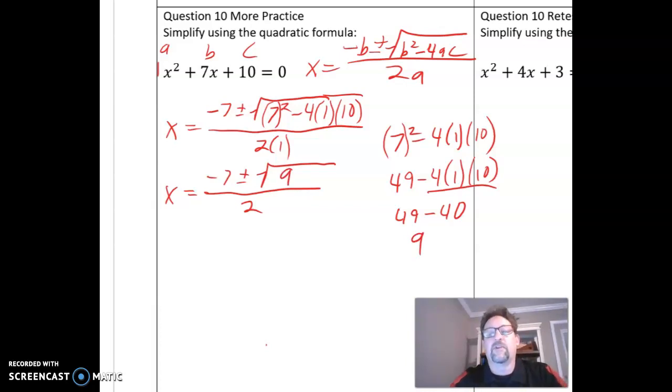Remember too, if the discriminant is positive, there's going to be two solutions. If the discriminant is zero, the square root of 0 is 0, so that all goes away. There's going to be one real solution. And then if the discriminant is negative, then we have imaginary solutions. All right, still a solution, but it's imaginary. This one is going to have two real solutions. So we know the square root of 9, so we're going to keep on going.